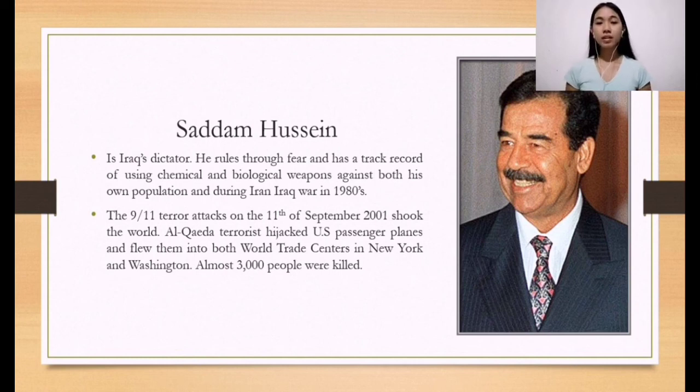The 9/11 terror attacks on the 11th of September 2001 shook the whole world. Al-Qaeda's terrorists hijacked U.S. passenger planes and flew them into both World Trade Center towers in New York and Washington. Almost 3,000 people were killed. But a question here is, it was the Al-Qaeda terrorists who hijacked and launched the 9/11 terror attack on the U.S. But why did the U.S. invade or go after Iraq? Well, it wasn't that Iraq had a hand in 9/11. It was the fear that Iraq could have a hand in the next 9/11 because, as I've stated, they have weapons of mass destruction.